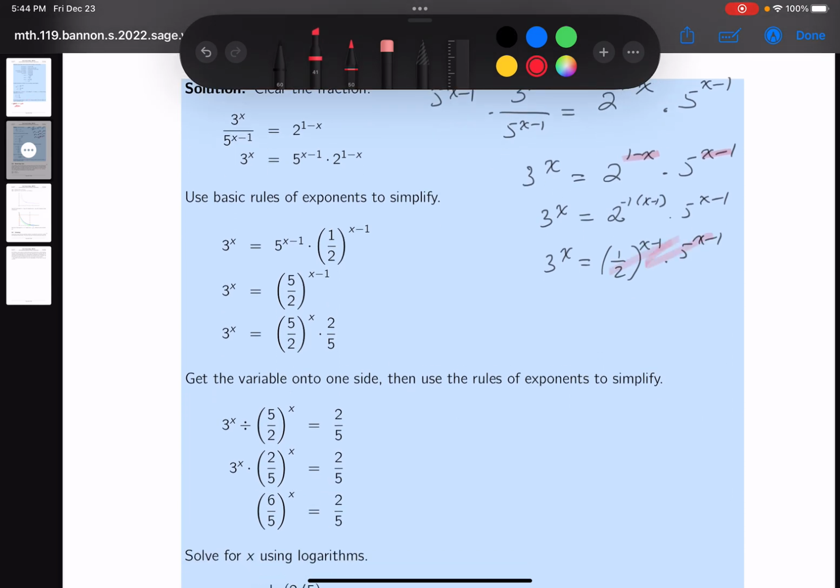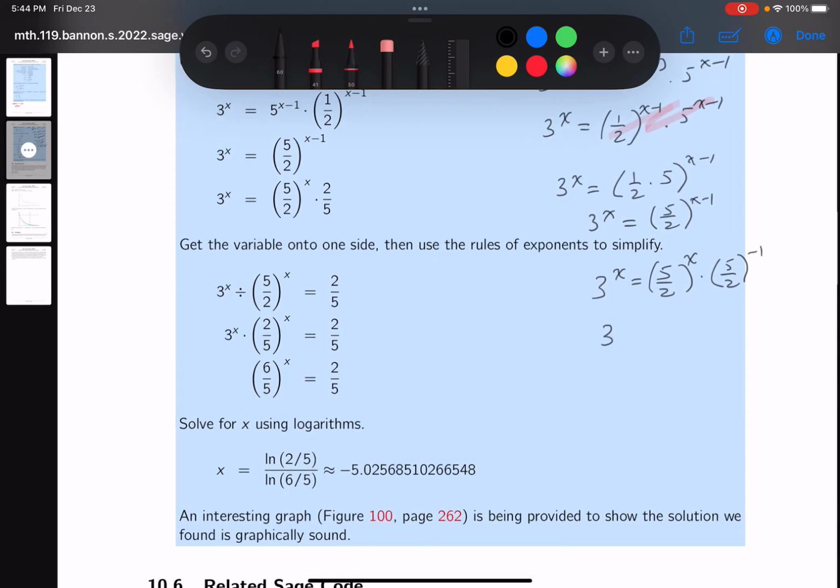Again, just using simple rules of exponents. What do you get? Well, you get 3 to the x equals 1/2 times 5, all to the x minus 1. What do you get there? You get 5/2 to the x minus 1. I'd continue to simplify if I could, and I can. I'd get 5/2 to the x times 5/2 to the minus 1.